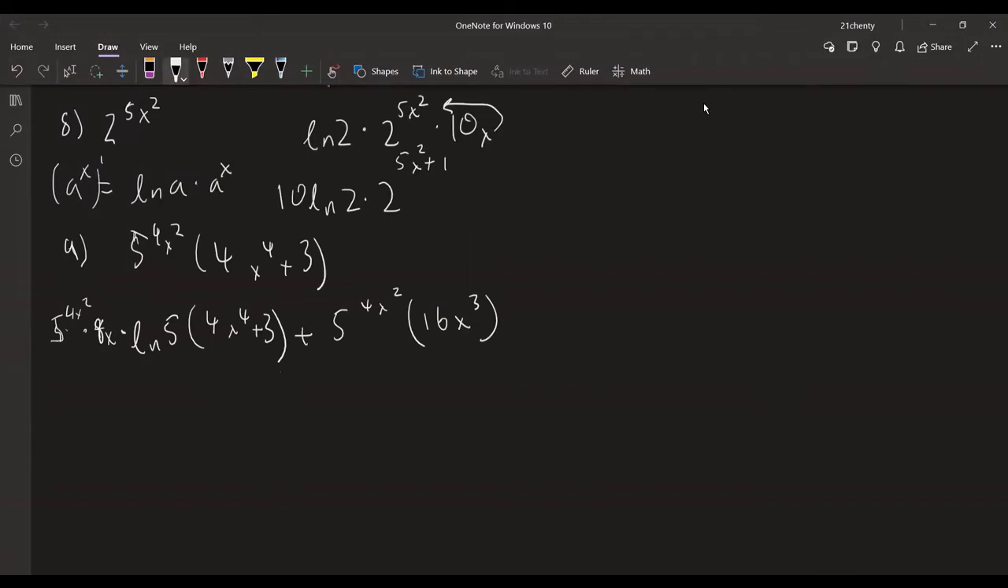And then what we can do is factor out an 8x from here, and then factor out this whole thing, so we can get 8x 5 like this, and then in parentheses ln 5 times, plus 2x squared. Let me just make sure that's right.